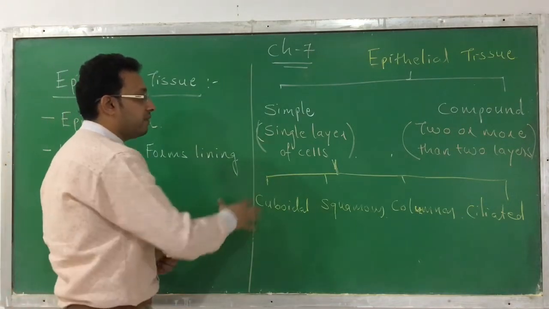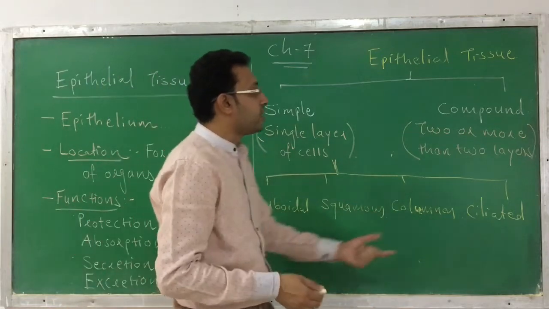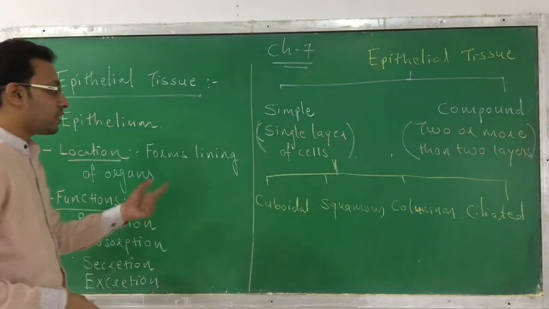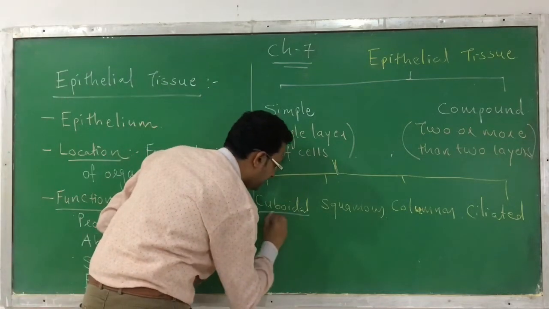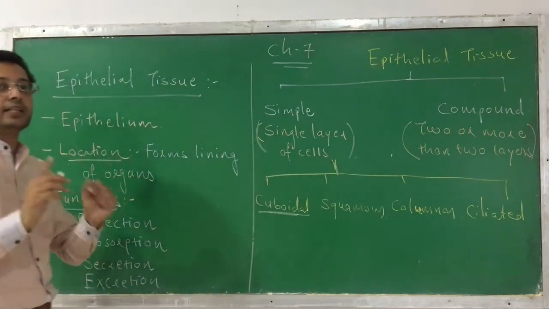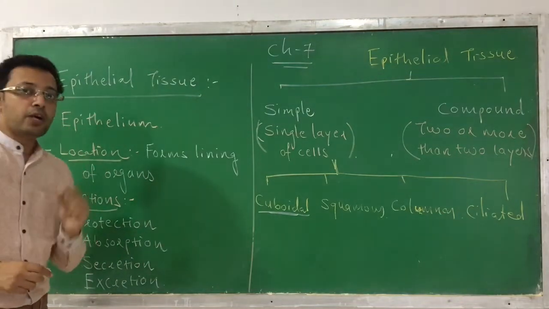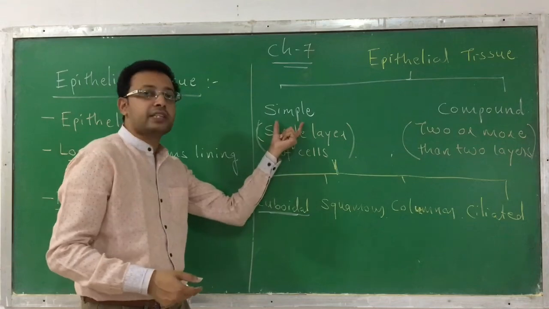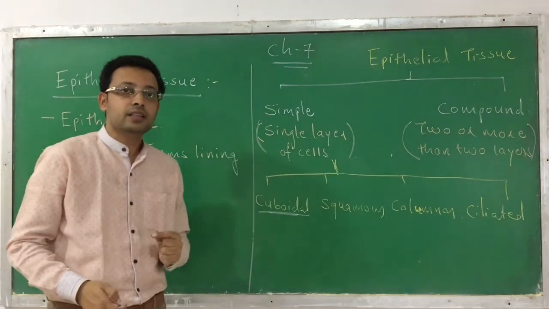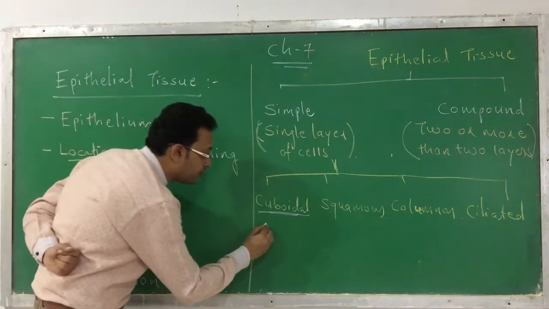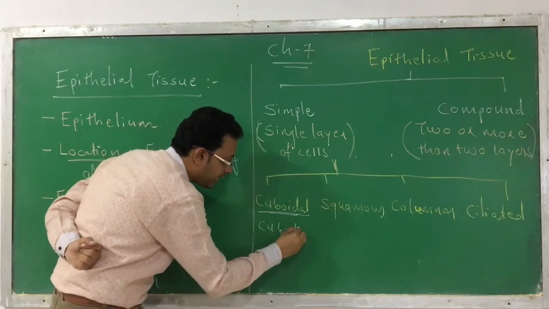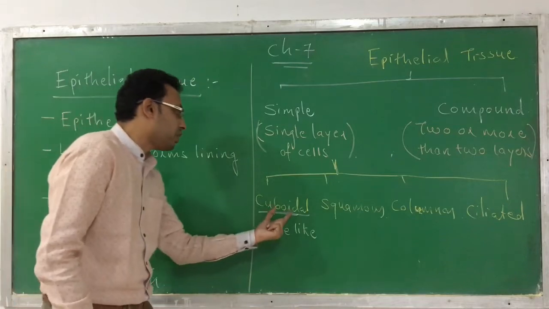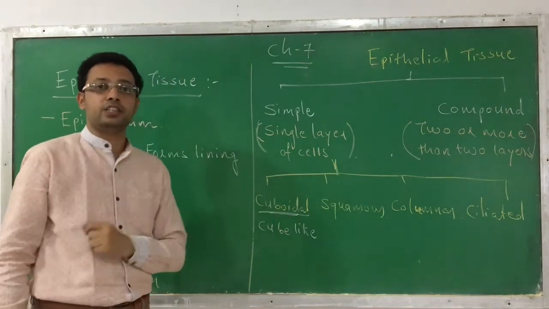First we will discuss each type, and then we go ahead with the next type, compound epithelial tissue. We are going to start with the first one. The name itself suggests cuboidal epithelial tissue. It is a simple epithelial tissue, made up of one layer, but here the shape is cube-like, three-dimensional. That's why we call it cuboidal epithelial tissue.